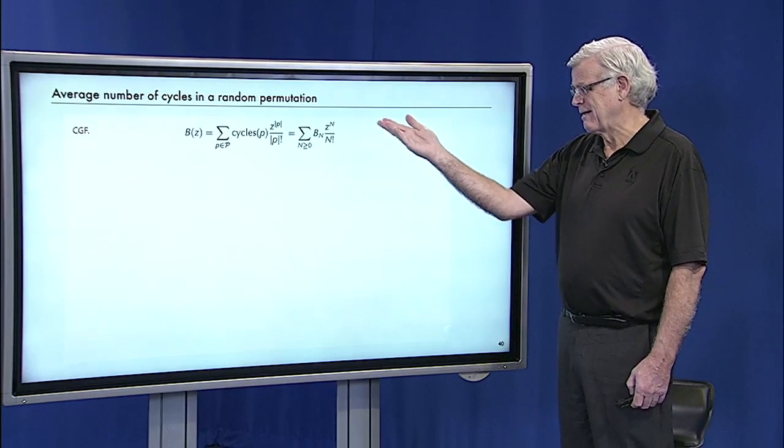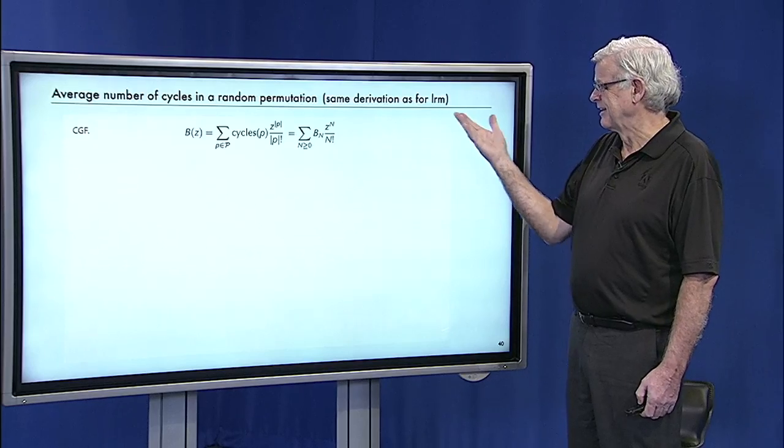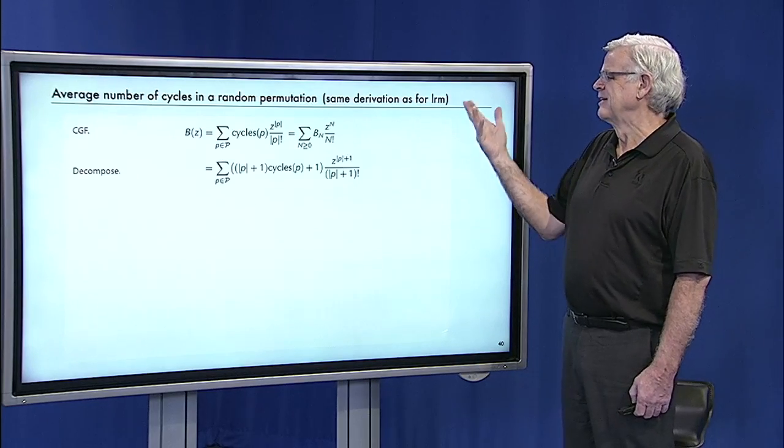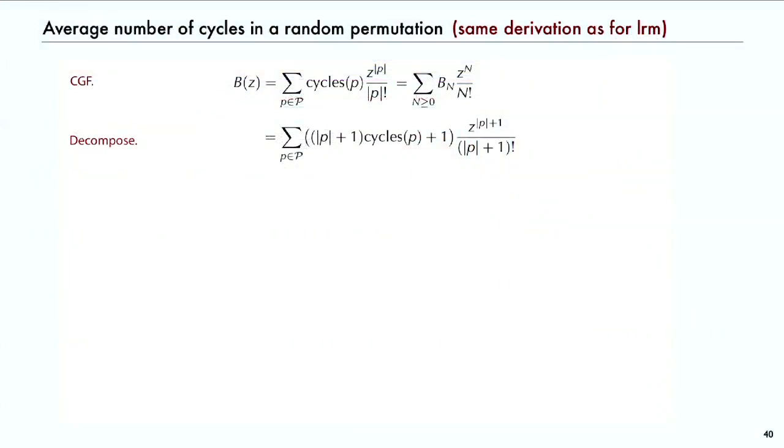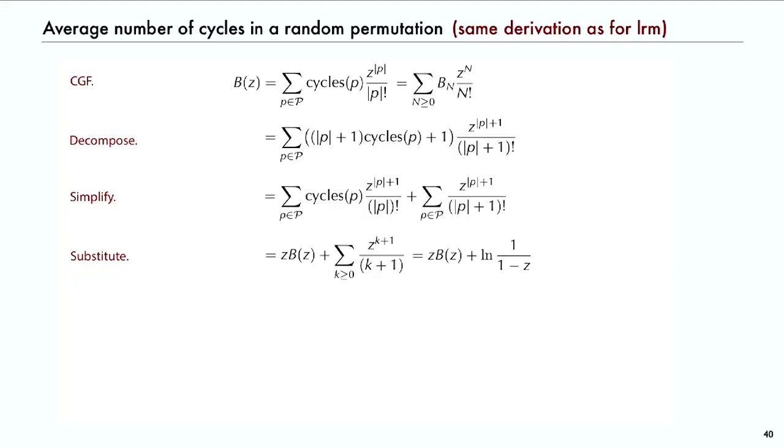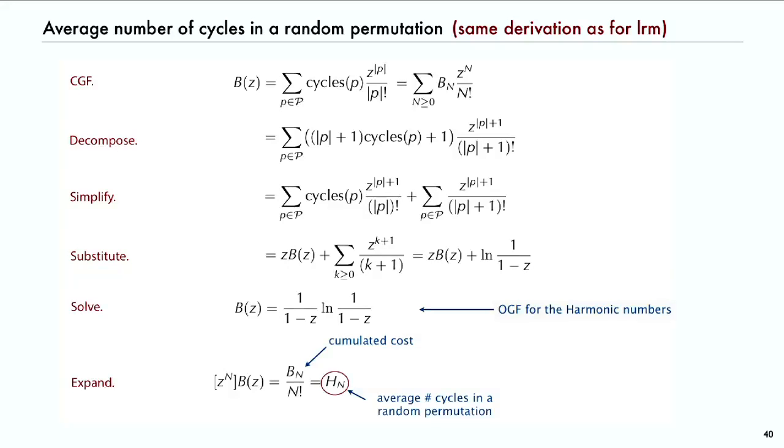So instead of LRM, I wrote cycles, but it's the very same derivation. We apply the construction and use that to essentially reorder the terms in the sum. The generating function also has to equal that expression. And then it simplifies in exactly the same way to get down to the harmonic numbers. Average number of cycles in a random permutation of size n is h sub n.